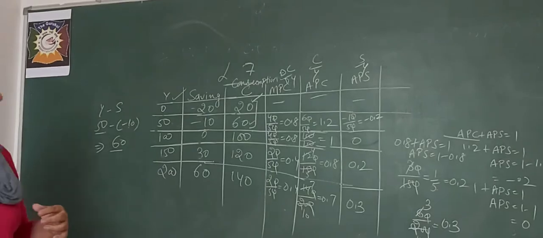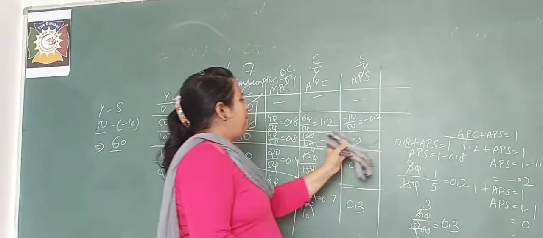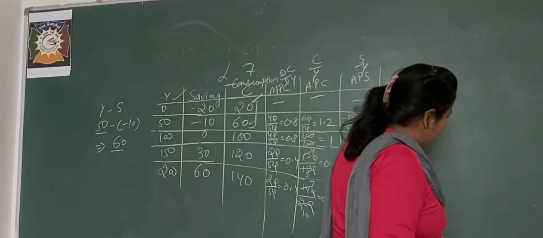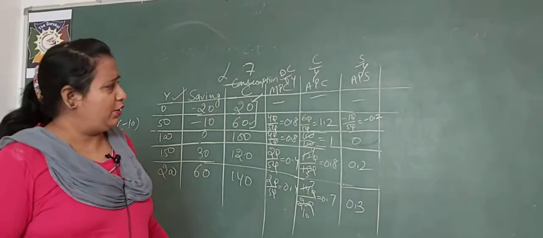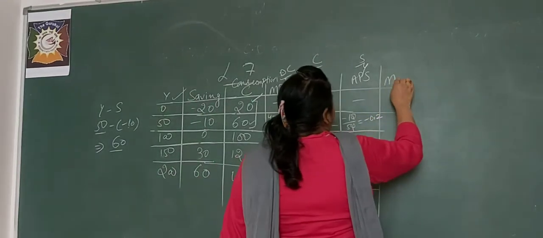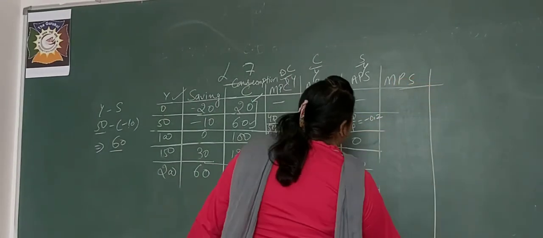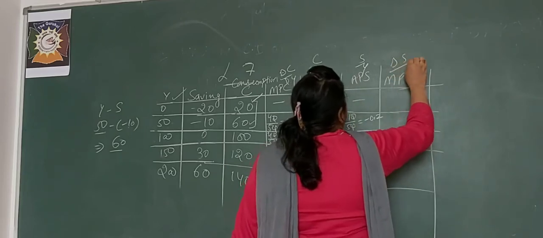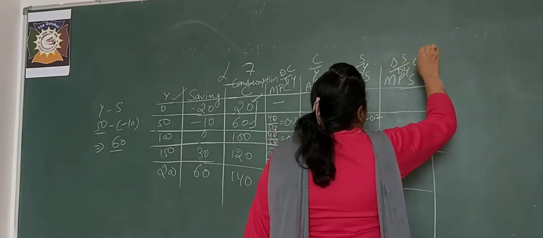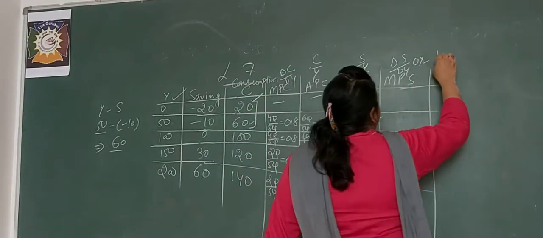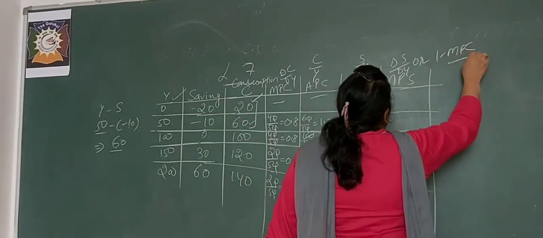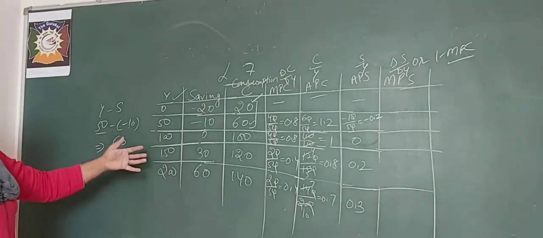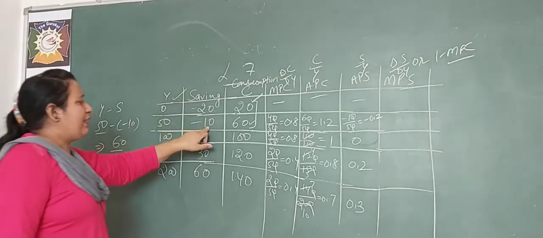Next, if you have to find MPS, the same procedure you will apply. Two formulas we have: one is delta S upon delta Y, or the second formula is 1 minus MPC. Whichever you want to apply, you can apply. So let us start. How will you find delta S?